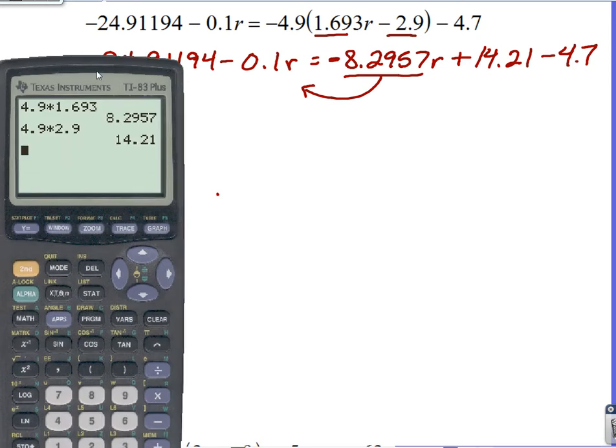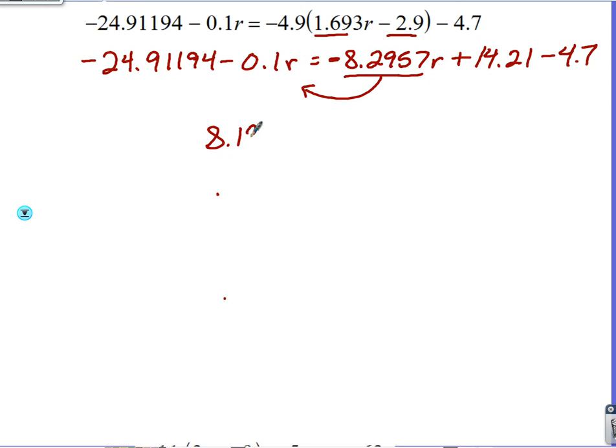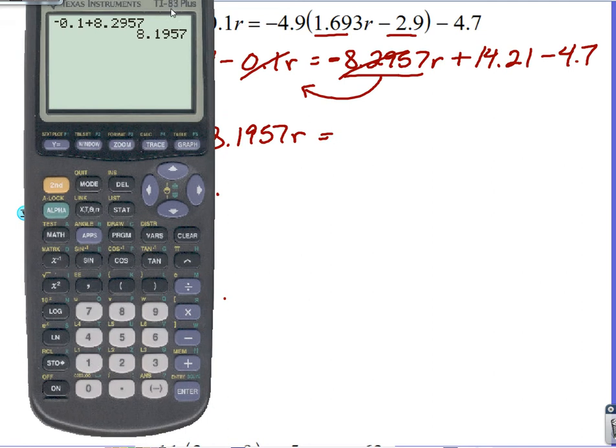So on your calculator, clear, negative 0.1 plus 8.2957. And I get 8.1957. That makes sense. So I've gotten rid of these. We're going to move anything that's not an R to the right side. You already have 14.21. You already have minus 4.7 over there.